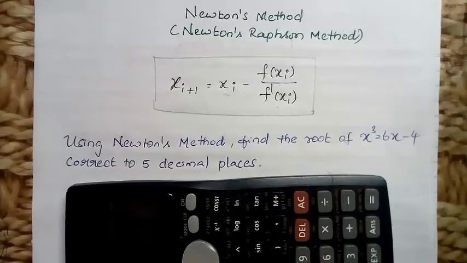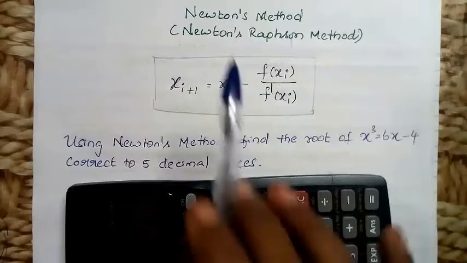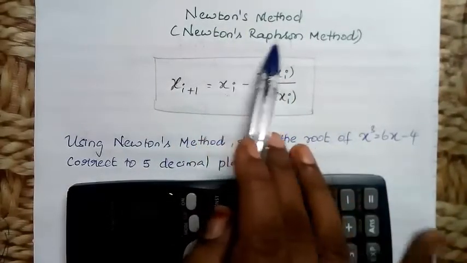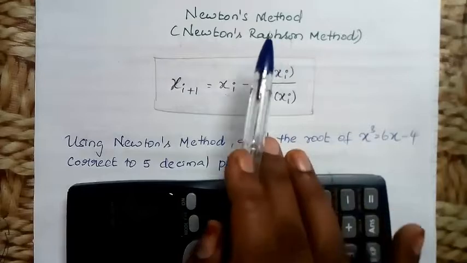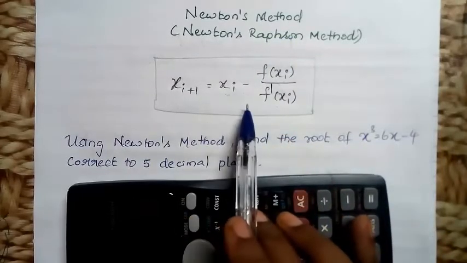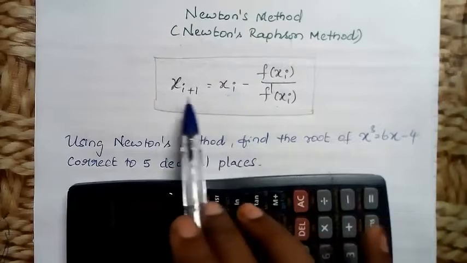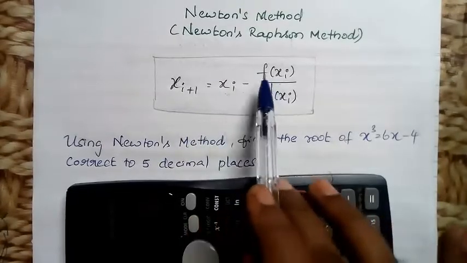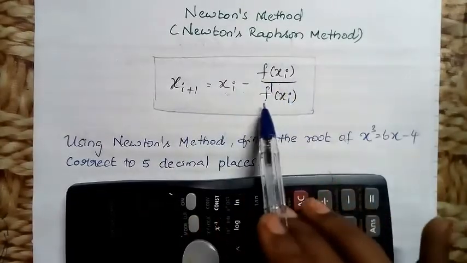Let us learn how to find out the root of the equation, which may be an algebraic or transcendental equation, using Newton's method. Newton's method is also called the Newton-Raphson method, and this method is very similar to the regular falsi method except for the formula that we use to find the root. Here the formula is x_{i+1} = x_i - f(x_i) / f'(x_i).